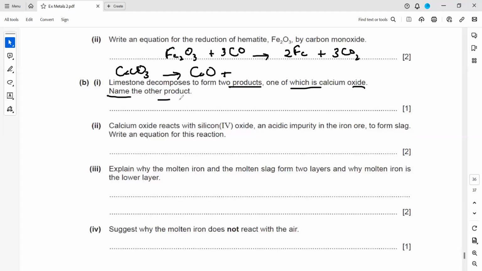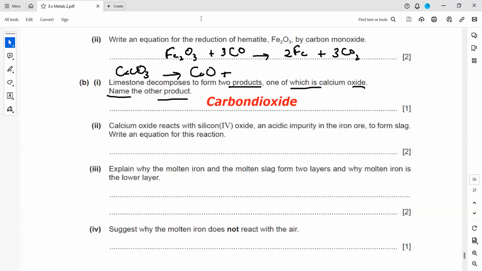They ask to name the other product, so you are supposed to write the name. Don't write CO2. Why? Because they asked for the name. They did not ask for the formula. Sometimes, even though you know the answer, you may lose a mark by not reading the question properly. So here you have to write carbon dioxide. Don't write a formula. If they ask you to write the formula of the other product, then you will write CO2.